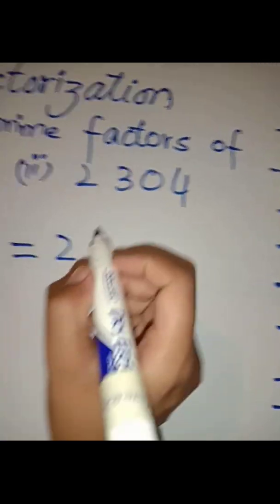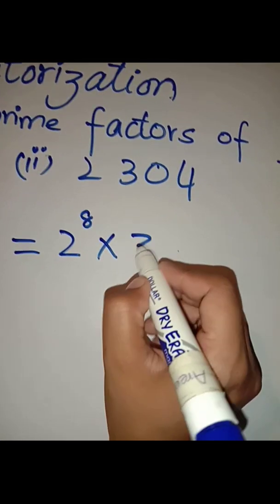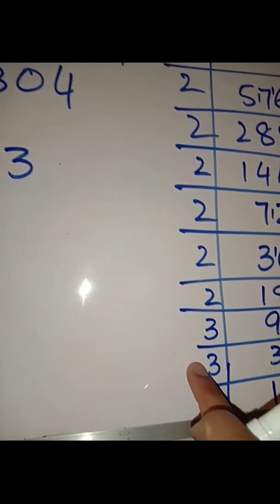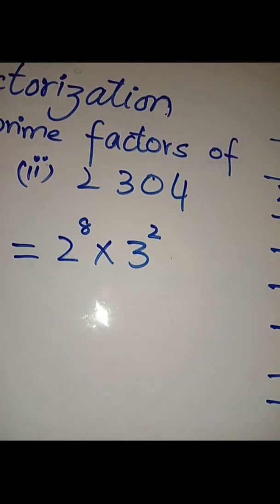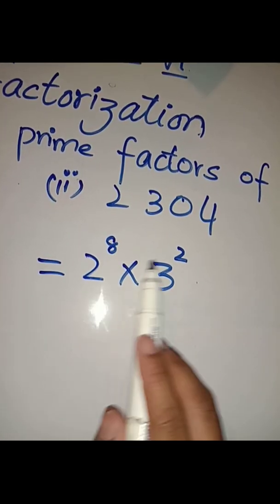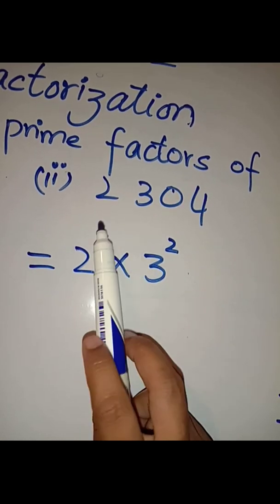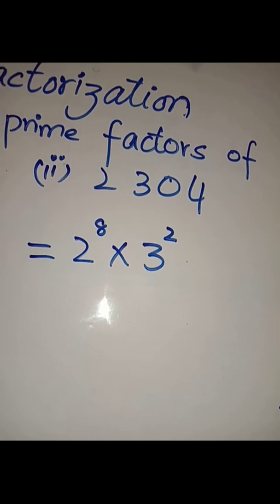So we can write it as 2 raised to power 8 multiply by 3. 3 we have 2 times, so we will write 3 raised to power 2. Means we can say that we have 8 times 2 and 2 times 3 in prime factors of 2304. Understand?